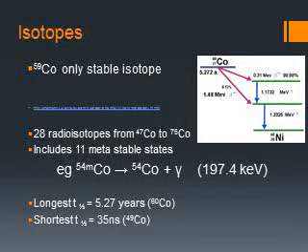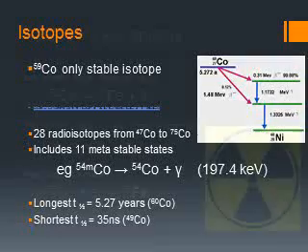Cobalt-59 is the only stable isotope. There are 28 radioisotopes ranging from 47 to 75, including 11 metastable states. Cobalt-60 has the longest half-life, whereas Cobalt-49 has the shortest half-life of only 35 nanoseconds.